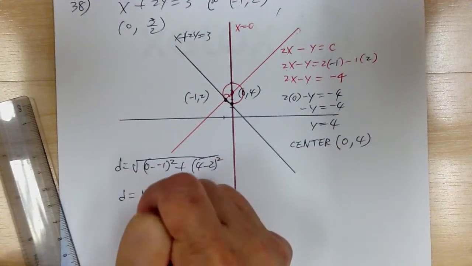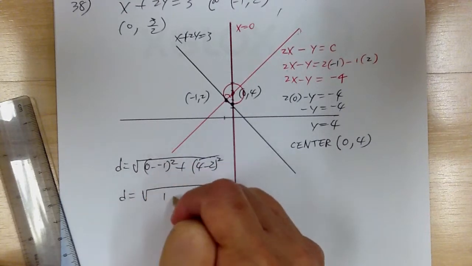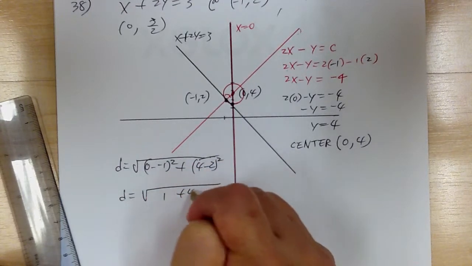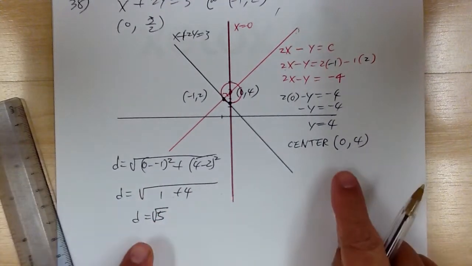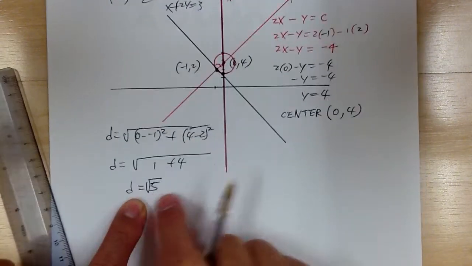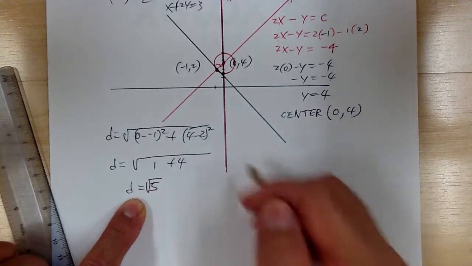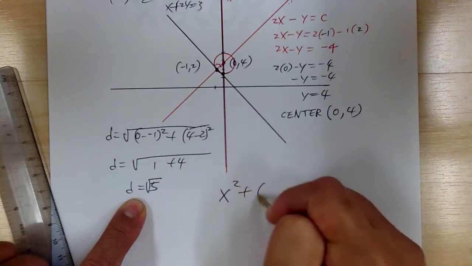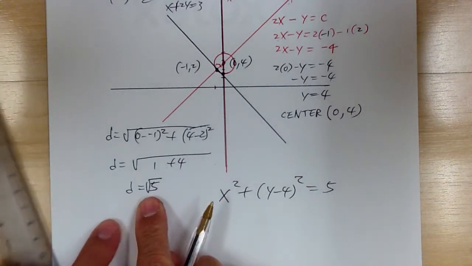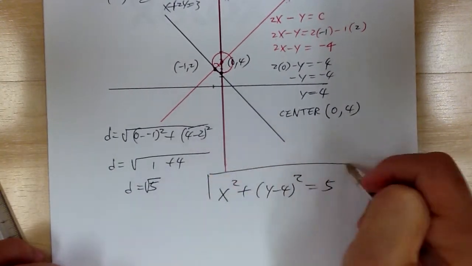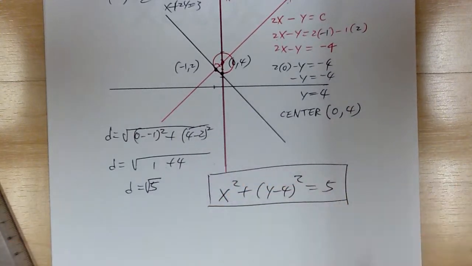So distance equals the square root of 1, and 2 squared would be 4, so d equals the square root of 5. Now this distance is your radius. So you've got the center and radius, and you can write your equation. You're going to get x squared + (y - 4) squared = 5. This is your r squared, and that is the equation for number 38.